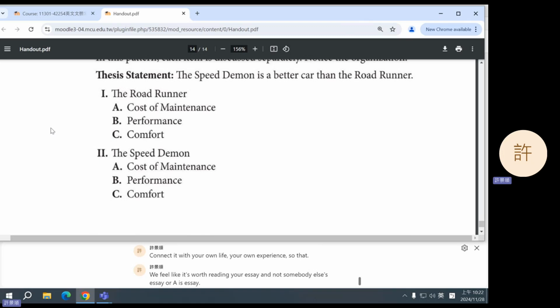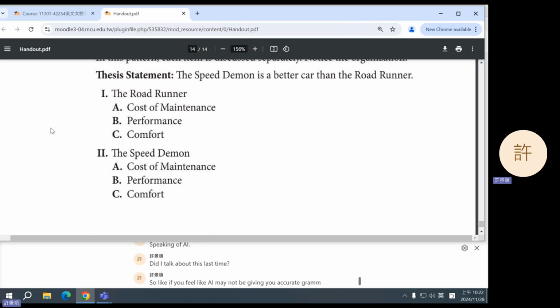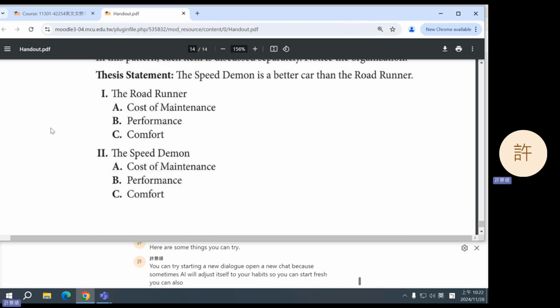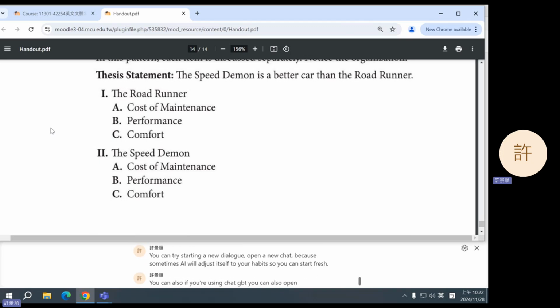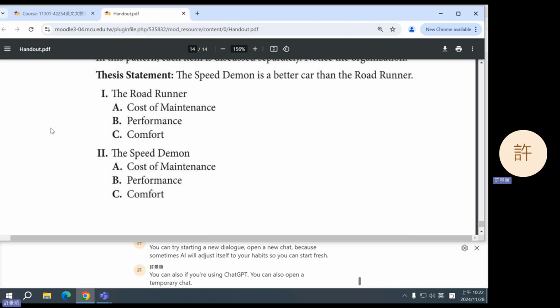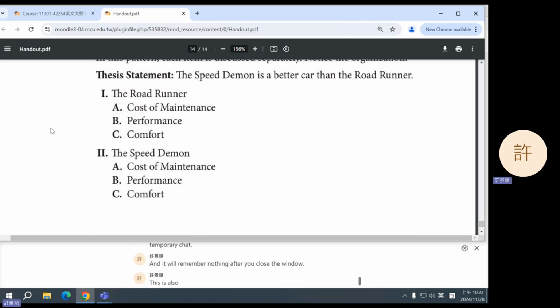Speaking of AI, did I talk about this last time? So if you feel like AI may not be giving you accurate grammar and spelling corrections, here are some things you can try. You can try starting a new dialogue, open a new chat, because sometimes AI will adjust itself to your habits. So you can start fresh. You can also, if you're using ChatGPT, open a temporary chat and it will remember nothing after you close the window. This is also good if you're worried about privacy.